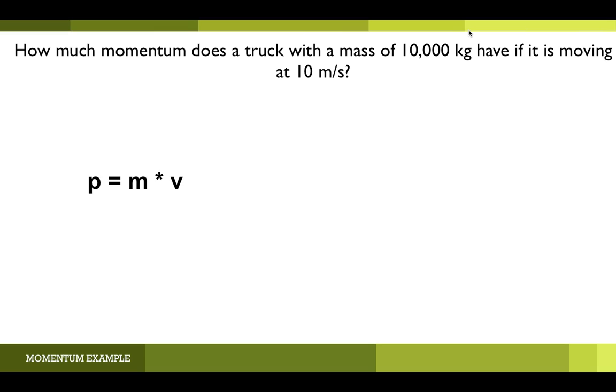So we're going to need the momentum equation. It's easy to pick this equation out because they're asking us about momentum and they're telling us a mass and a velocity. If you looked over all the equations, you could find there's only one easy equation that has momentum, mass, and velocity all listed in it. So once we have that equation, it's pretty easy to plug in our numbers, the 10,000 for the mass and the 10 for the velocity, and we'll get a total momentum of 100,000 kilogram meters per second. So this is a pretty easy concept to work with dealing with math.